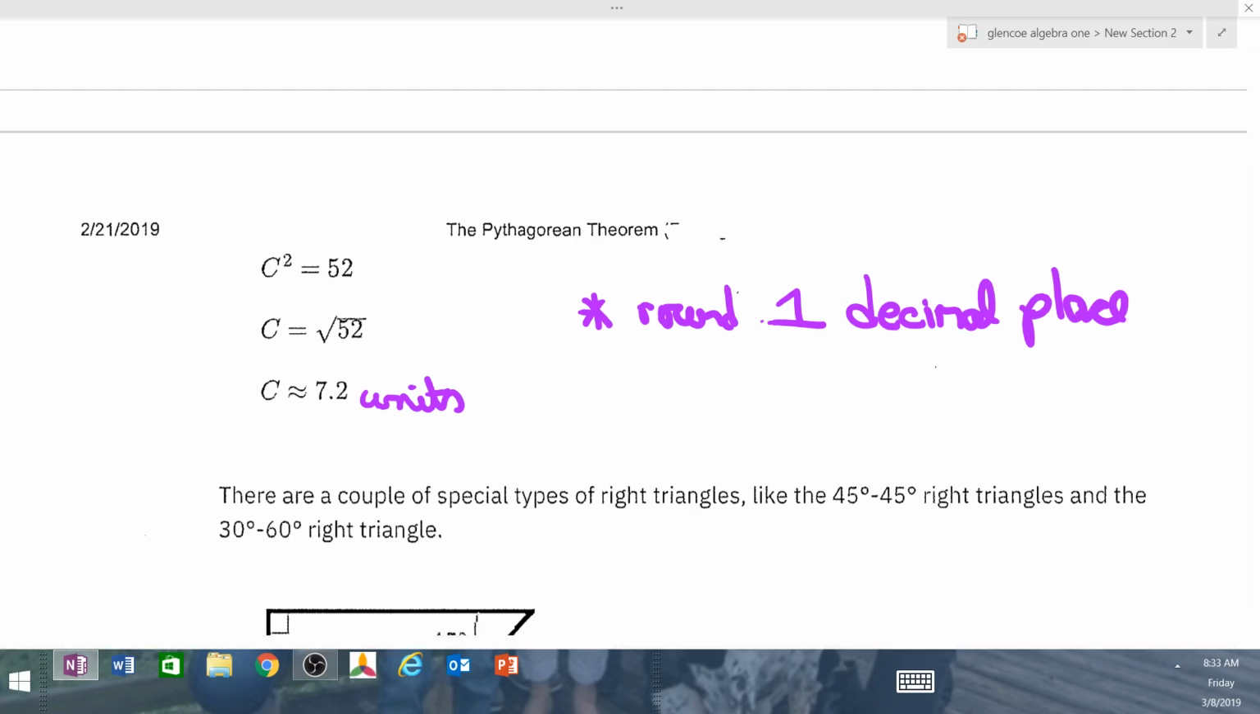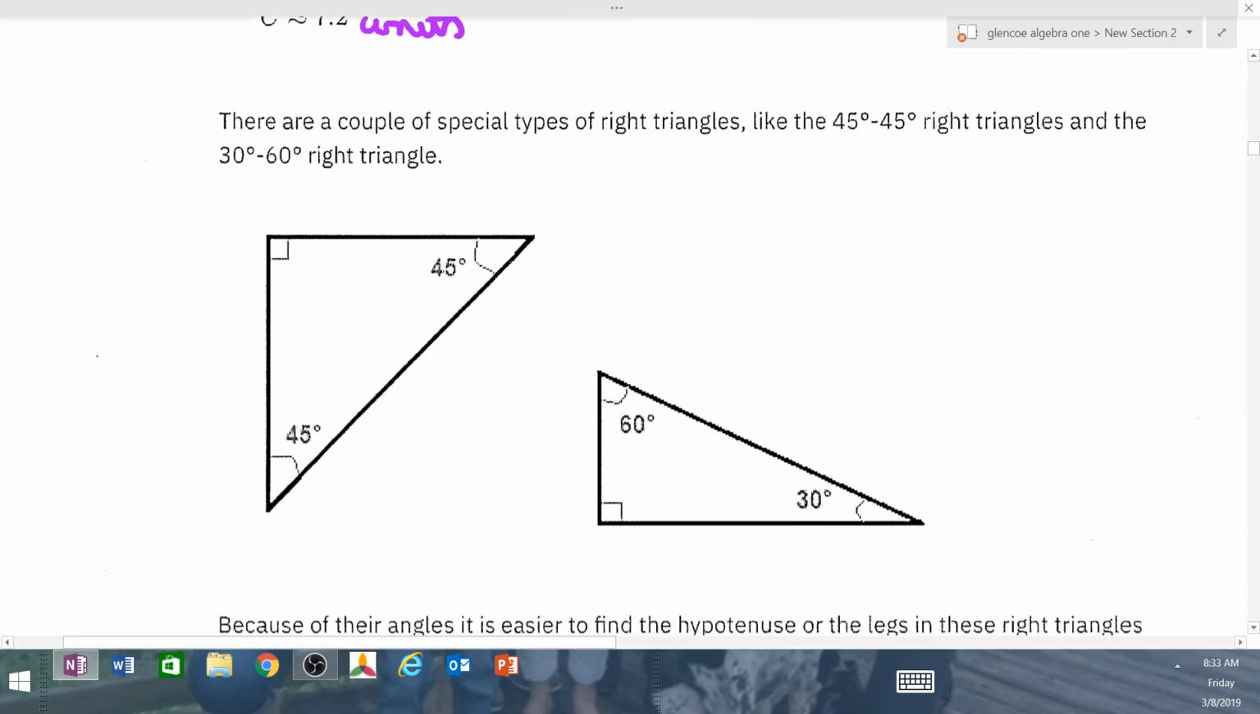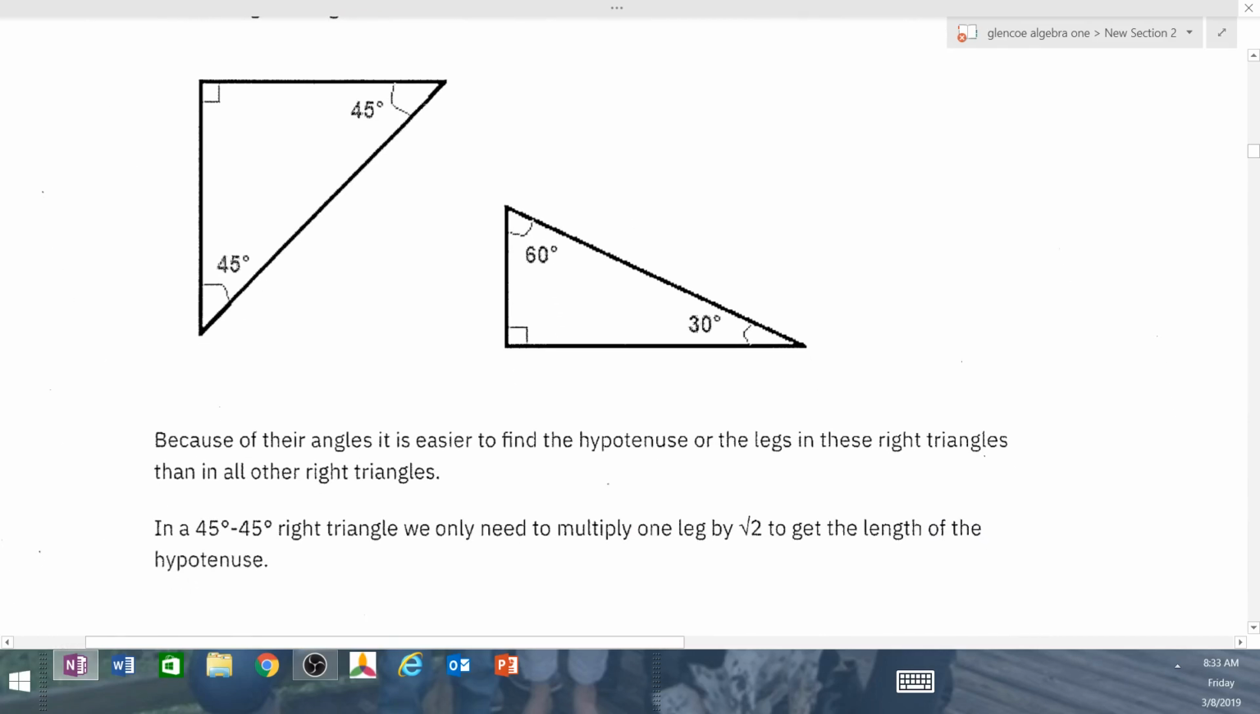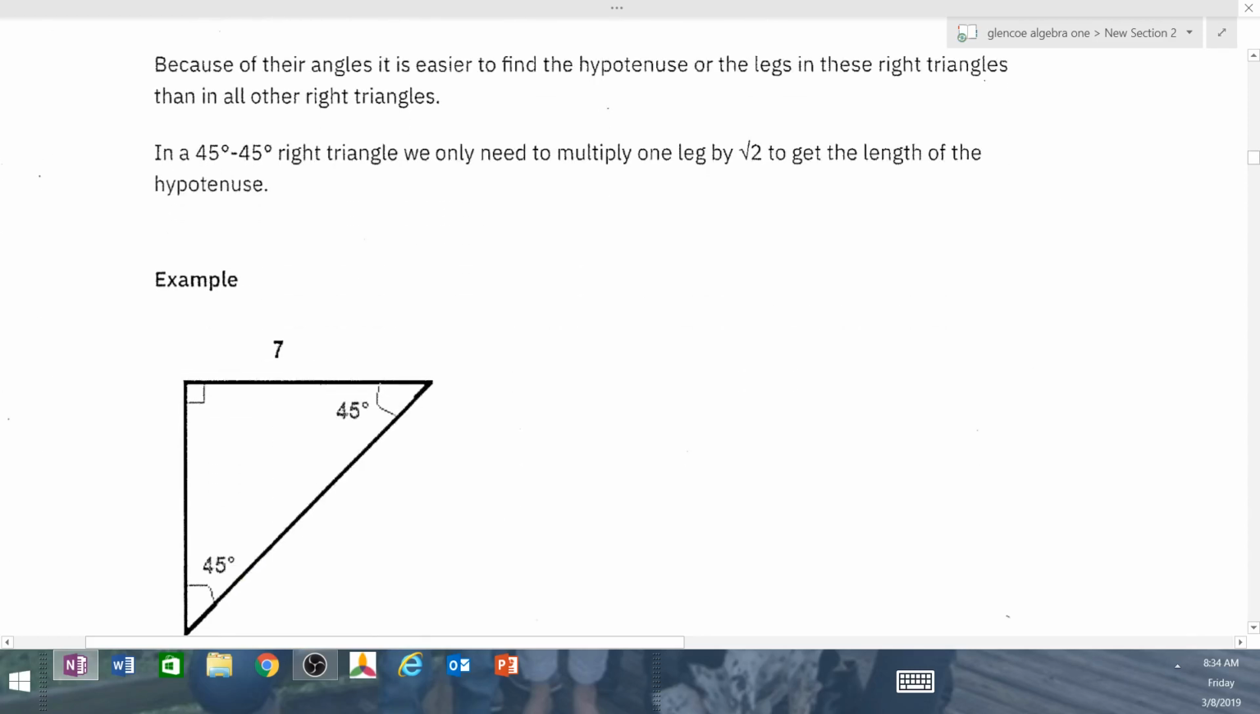Now we're going to look at a couple of special right triangles. We have the 45-45-90 right triangle and the 30-60-90 right triangle. Because they're angled, it's easier to find the hypotenuse or the legs in these right triangles than in all others. In a 45-45-90 right triangle, we only need to multiply one leg by radical 2 to get the length of the hypotenuse.